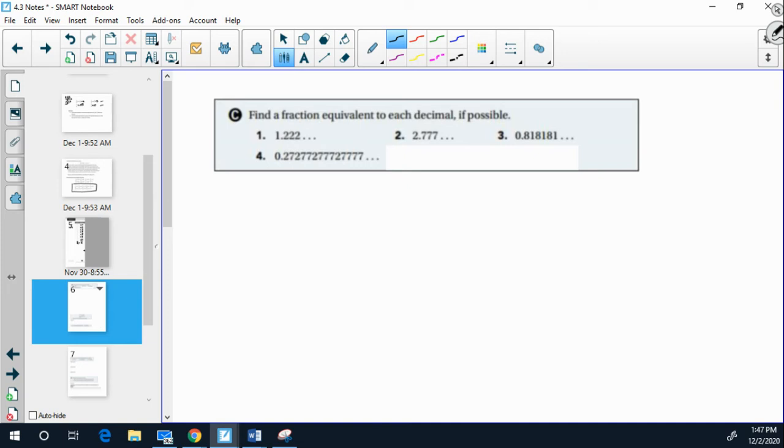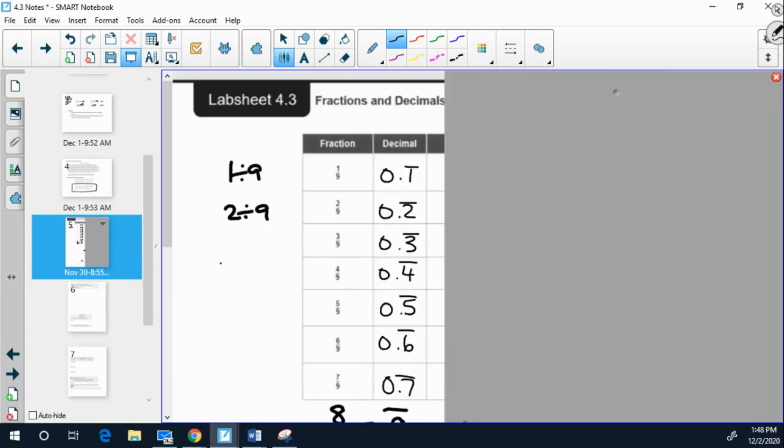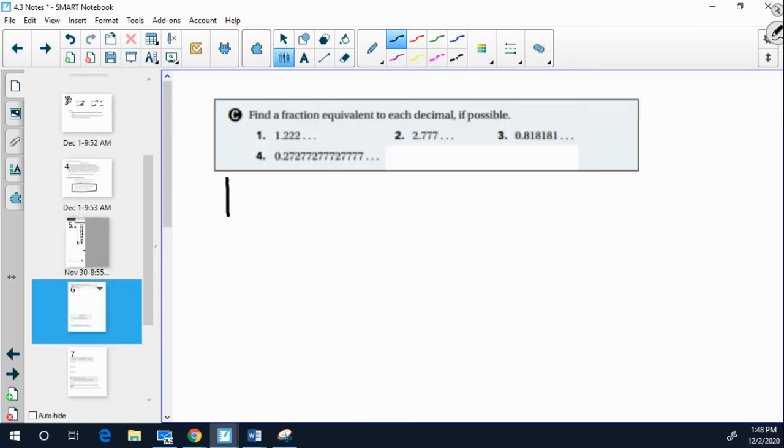So that's going to be useful to us on a few practice problems. So looking here, we have the problem 1.2 repeating. So the first thing I'm going to do is, I know that when I convert this to a fraction, I'm going to have the whole number 1 out in front, 1.222, right? So the whole number there is 1. Now the decimal, I can look back at this table over here and see right here that 0.2 repeating is 2 ninths.